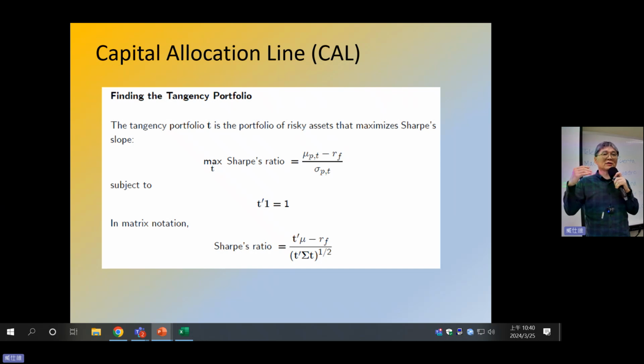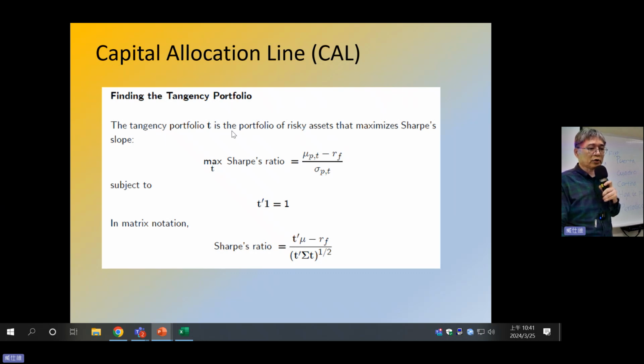Okay, so in this case, the efficient frontier will become a straight line. So in this case, we are talking about how to allocate our capital. So now we are talking about a line called the capital allocation line. In other words, the capital allocation line is the efficient frontier line for our assets. But now this line becomes linear. So in this case, usually we would like to find the tangency portfolio.